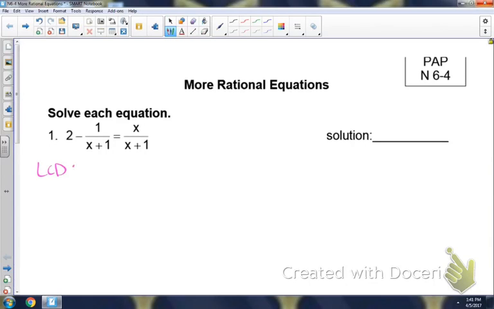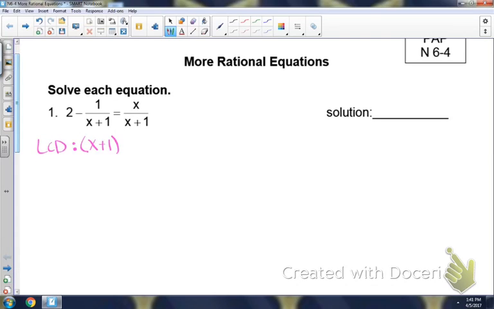So notice the first fraction is an x plus 1 and I can't factor it, so bring it down. Notice the other fraction is the same exact thing, x plus 1. So there's your LCD. We're going to go through and we're going to multiply everything by the LCD.